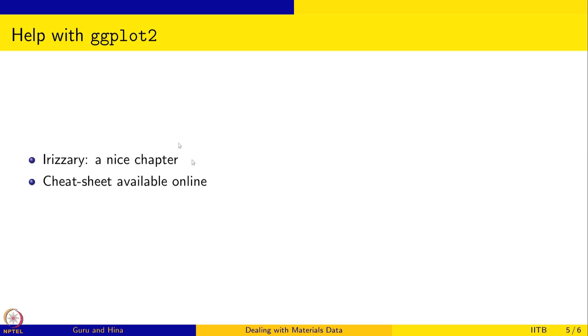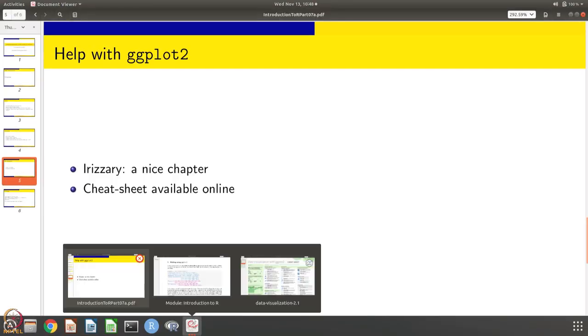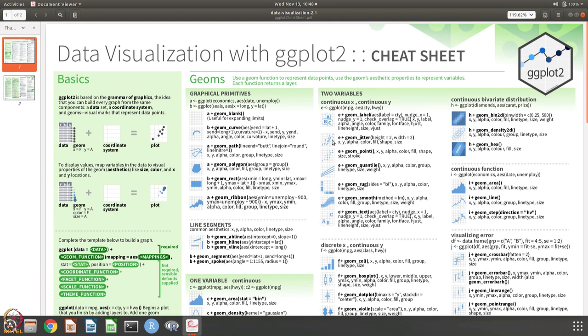And of course, there is lots of help available for using ggplot2. There is also a book called Grammar of Graphics, which some of you might be interested in. For using ggplot2, I have referred to the book by Irizarry, which is freely available, and it has a nice chapter on ggplot2. So, I strongly recommend that you take a look at it. There is also a cheat sheet that is available online. So, I want to show you that cheat sheet, and it is here. It is called Data Visualization with ggplot2.